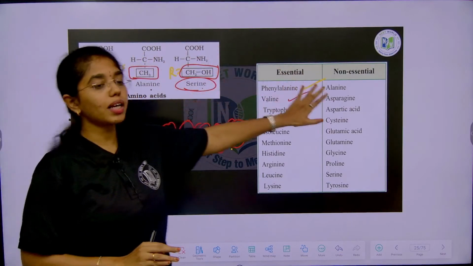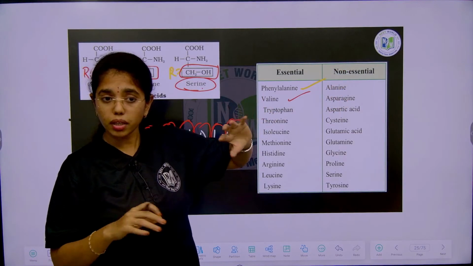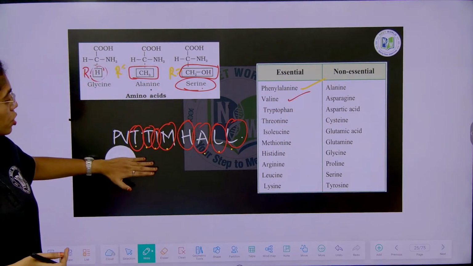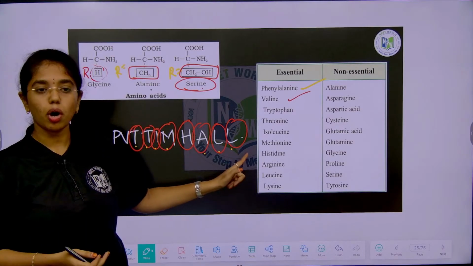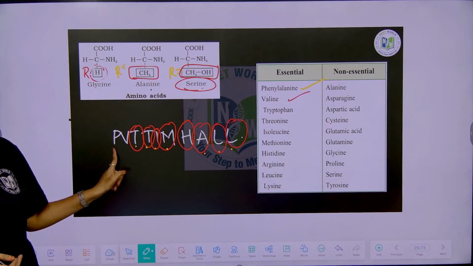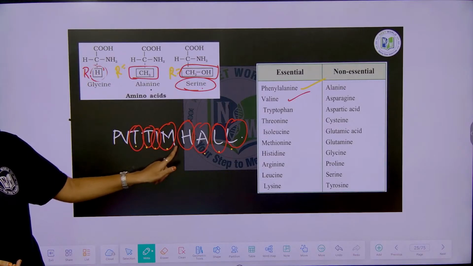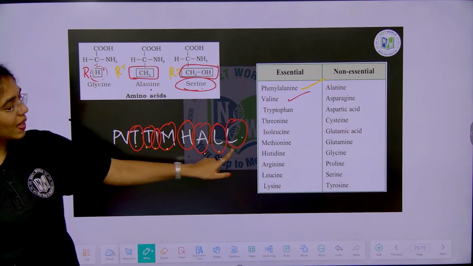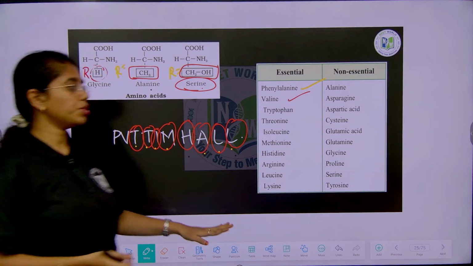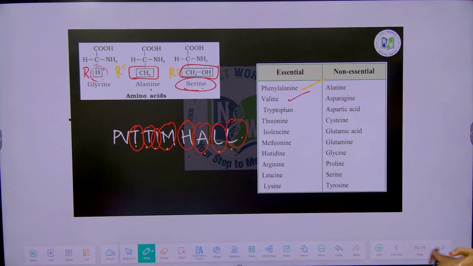And the next criterion of classification is based on essentiality, whether we are consuming it or not. Those are what? Essential and non-essential amino acids. To remember the essential amino acids, "Private Tim Hall", you remember this mnemonic enough. This is phenylalanine, valine, tryptophan, threonine, isoleucine, methionine, histidine, arginine, leucine, lysine, right? The rest you can easily identify as non-essential. So clear with this, no?